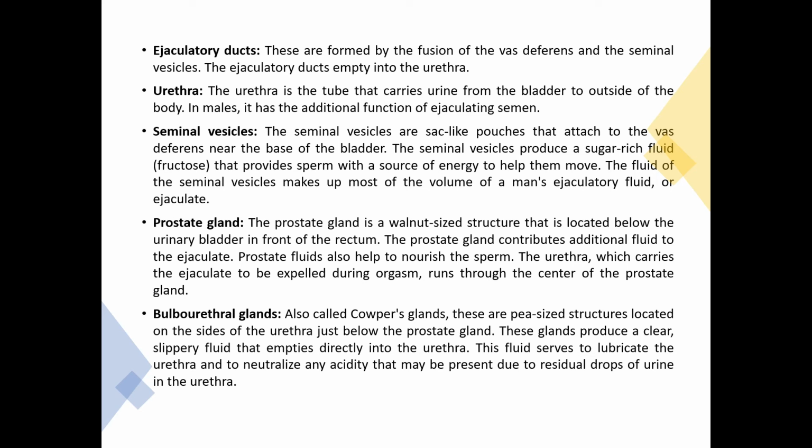Bulbourethral glands, also called Cowper's glands, are pea-sized structures located on the side of the urethra just below the prostate gland. These glands produce a clear slippery fluid that empties directly into the urethra. This fluid serves to lubricate the urethra and to neutralize any acidity that may be present due to residual drops of urine in the urethra.